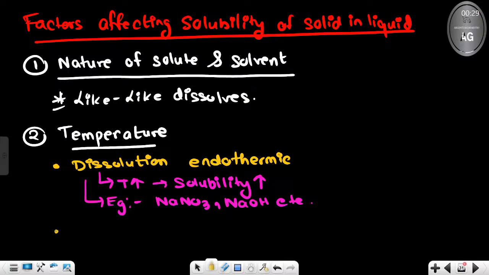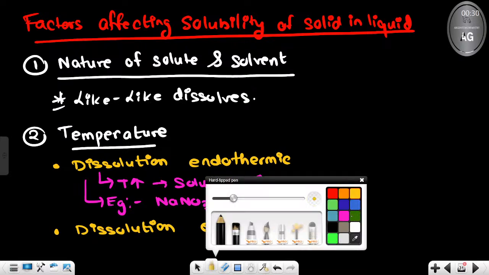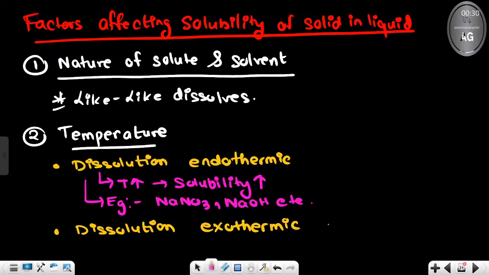Next, if the dissolution is not endothermic but exothermic, that means dissolution is happening but heat is being released. According to Le Chatelier's principle, the reaction will proceed to the endothermic side, which for exothermic dissolution is the crystallization side. If you keep increasing the heat, it will not take the heat, so solubility will decrease and the solute will start to crystallize. So as temperature increases, solubility decreases.